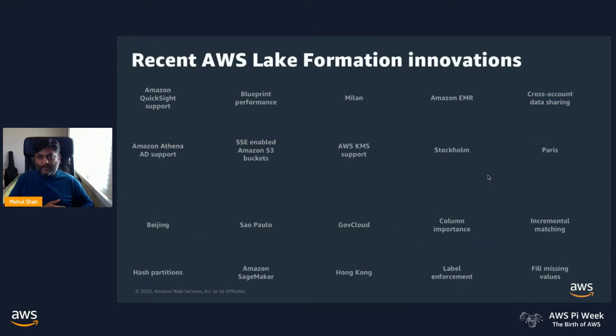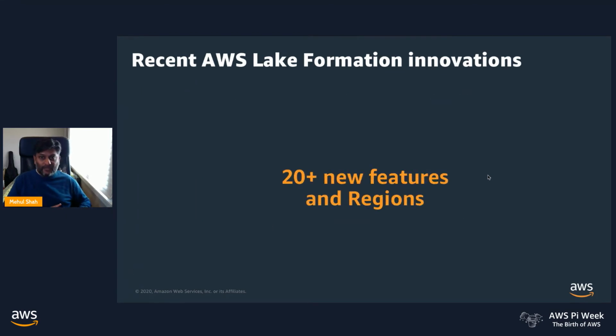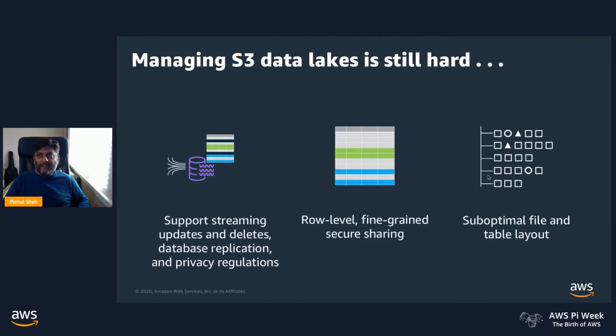All right, so for the past year and a half or so, Lake Formation has been launched. We've launched over 20 new features and a bunch of new regions. But our customers still have come to us and told us that managing data on S3 data lakes was still hard. They're doing more with it than we originally anticipated. One of the things they're doing is they actually want to store a lot of streaming data and update that data very quickly. Now, this is hard to do.